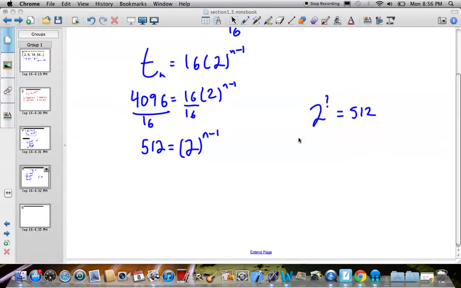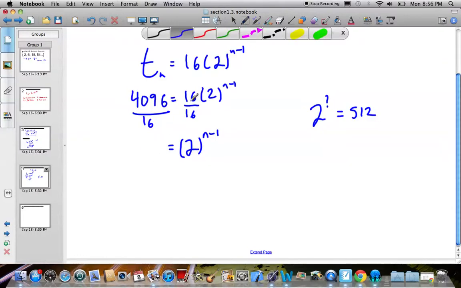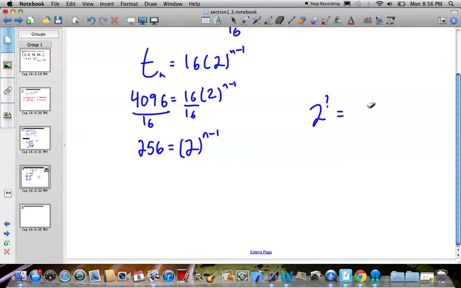Let me just check to make sure. Yeah, actually this number should be 2. So my mental math did not serve me correctly. It's 256 here, so then this should be 256. Alright, we're okay. So this is going to be 2 to the 8 is equal to 256.